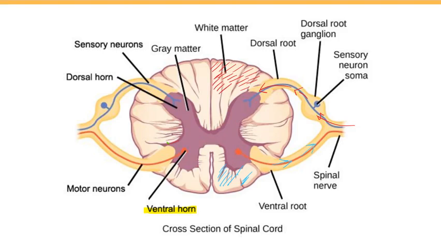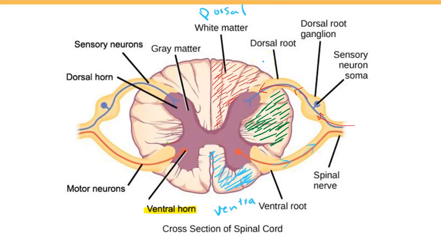The white matter found posterior of the spinal cord is called dorsal funiculus. At the side of the spinal cord in the white matter, we have the lateral funiculus. And then anterior of the spinal cord, we have the ventral funiculus. So dorsal funiculus or dorsal column, ventral funiculus or ventral column, and lateral funiculus or lateral column.